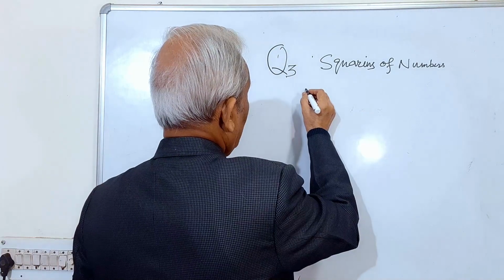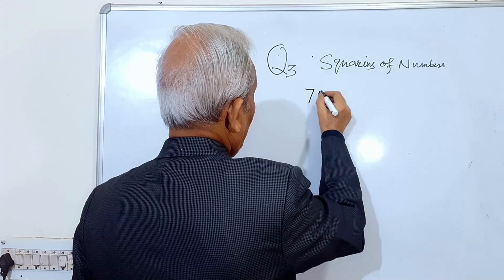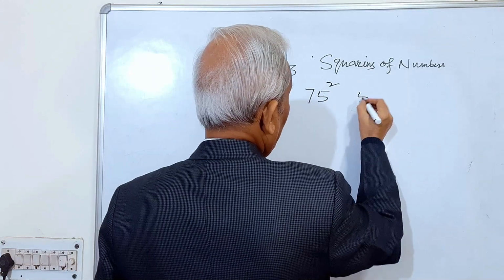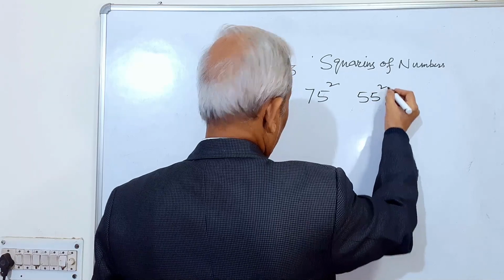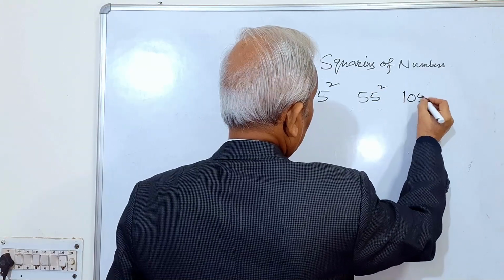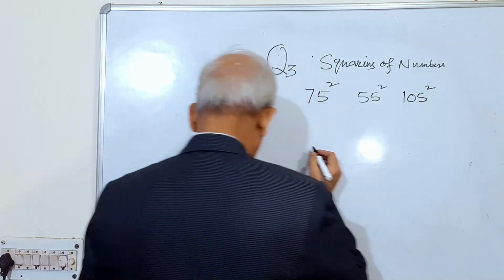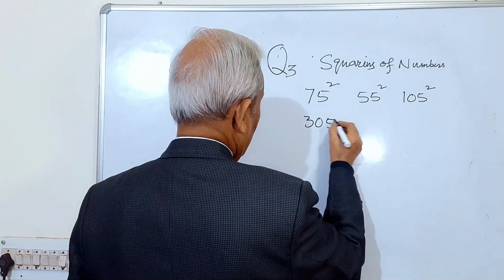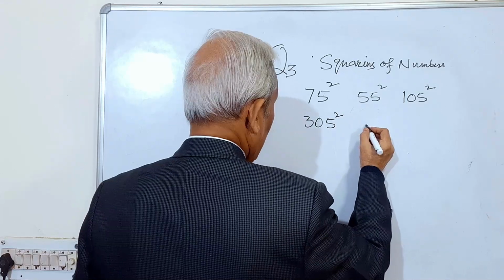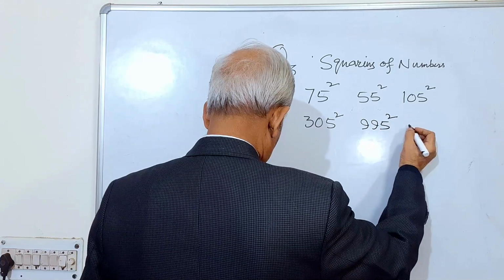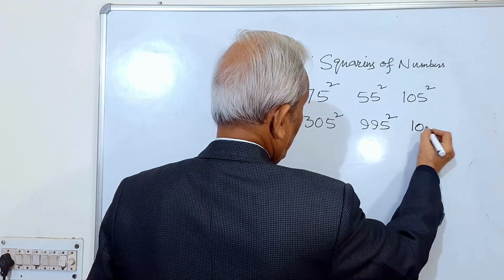So the questions are 75 into 75, which means 75 square, 55 square, 105 square, 305 square, 995 square, and 1005 square.